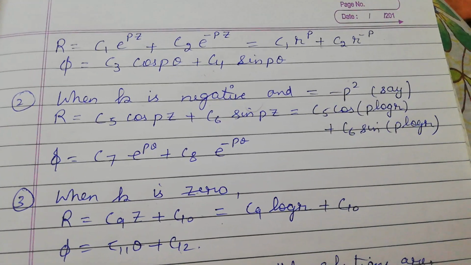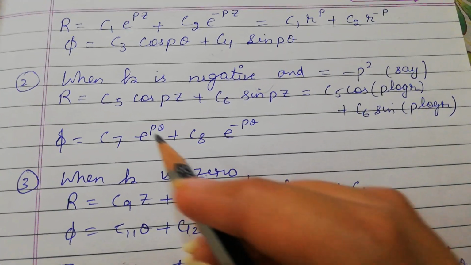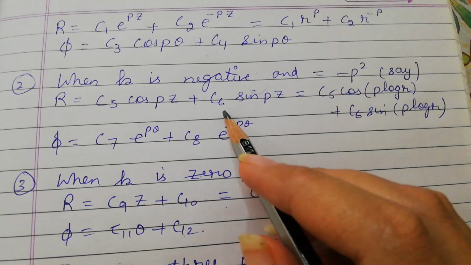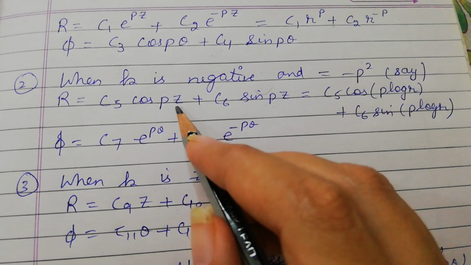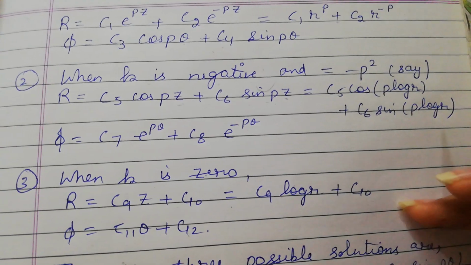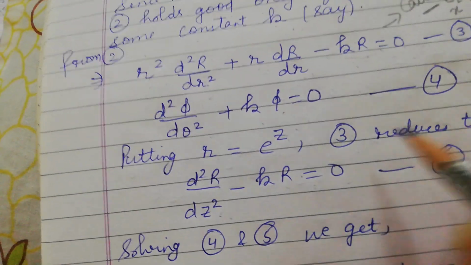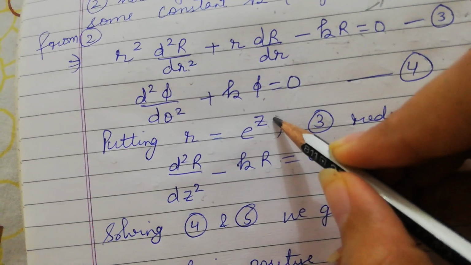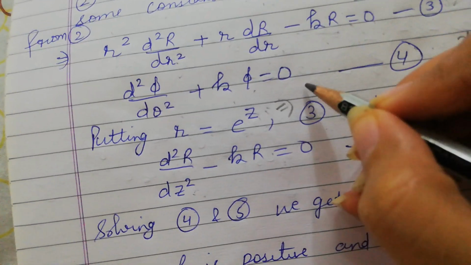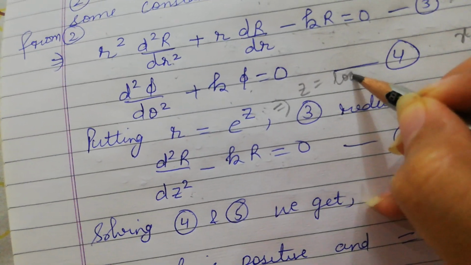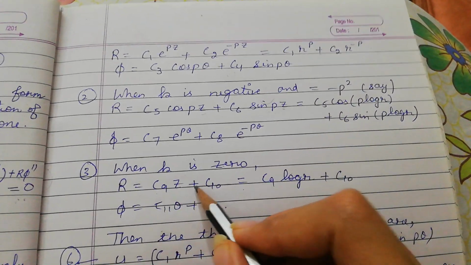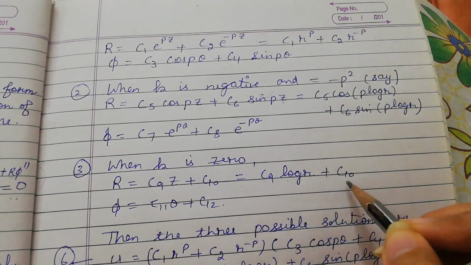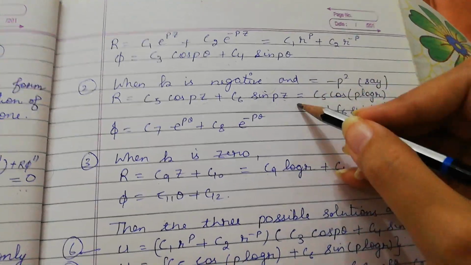Similarly, for the negative case it is c5 cos pz plus c6 sin pz. This z has to be replaced in terms of r. We have taken the substitution r equals e raised to power z, so z equals log of r. You have to put z equal to log r in all the solutions. Here also it is c9 z plus c10, so we have written it as c9 log r plus c10. So we have a total of 3 sets of solutions.